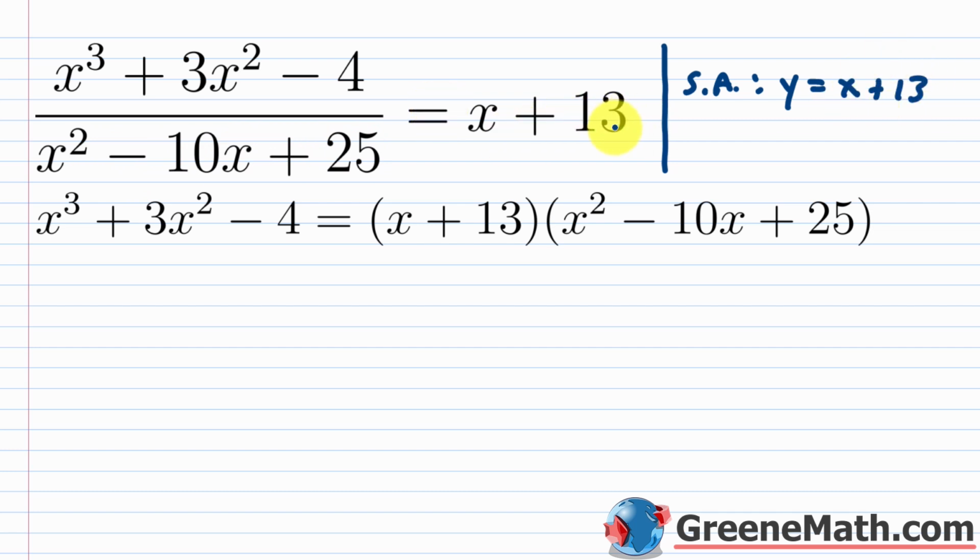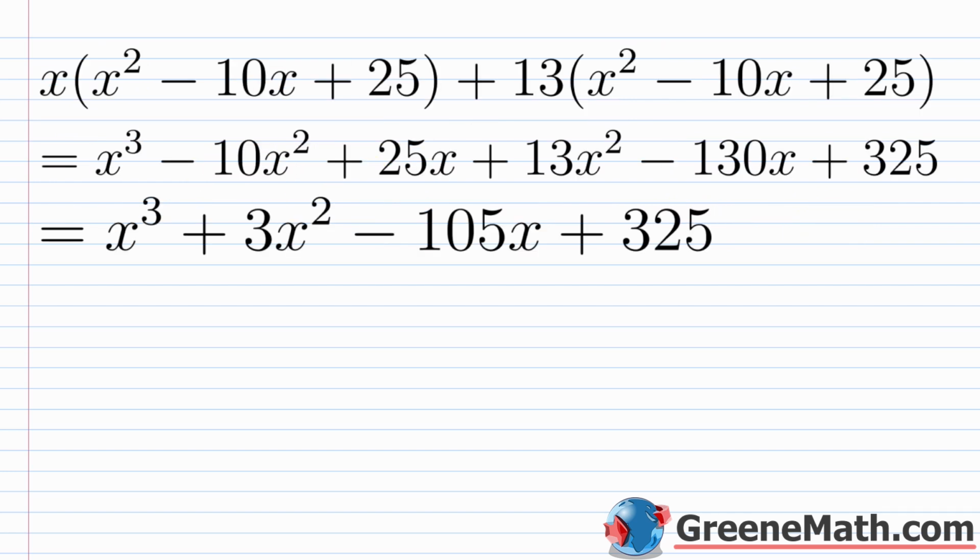Well, the first thing I'm going to do to solve this is multiply both sides by the denominator, and that's going to give me x cubed plus 3x squared minus 4 is equal to the quantity x plus 13, so that's coming from here, times the quantity x squared minus 10x plus 25, so that's coming from here. All right, so just doing some simplifying of what's on the right, essentially you could take x times the quantity x squared minus 10x plus 25 and say plus 13 times the quantity x squared minus 10x plus 25. So you're going to distribute this into each guy.